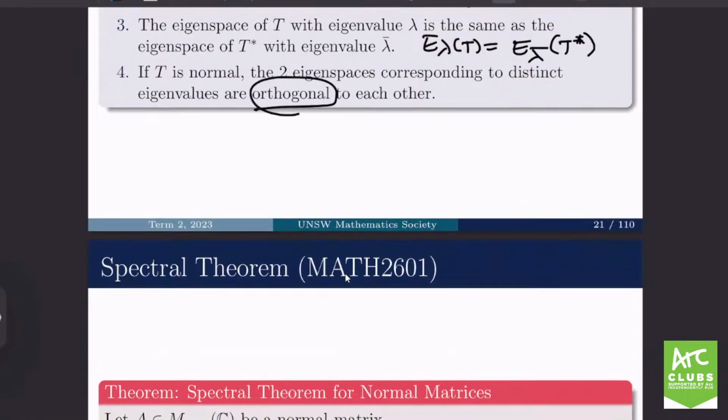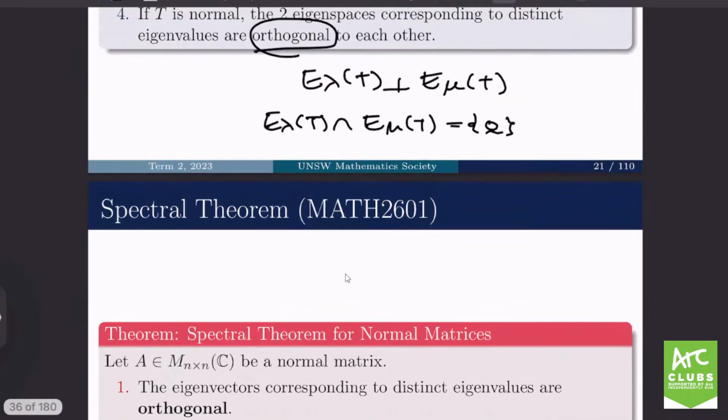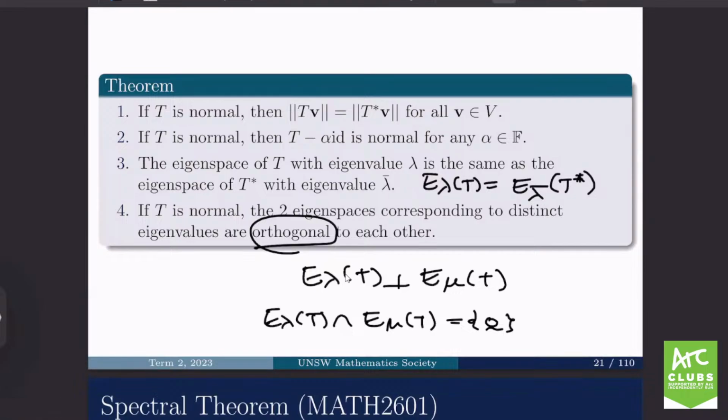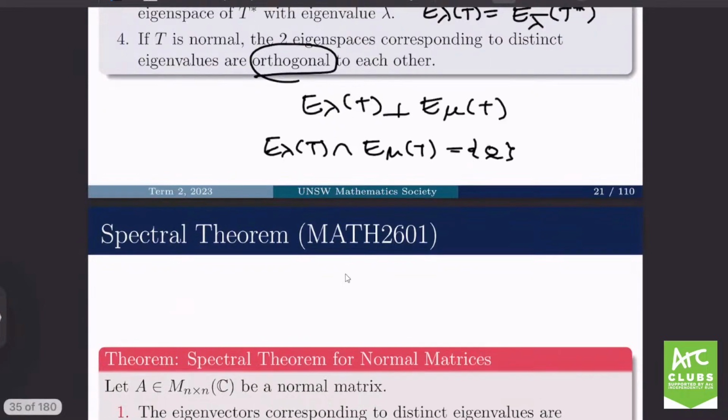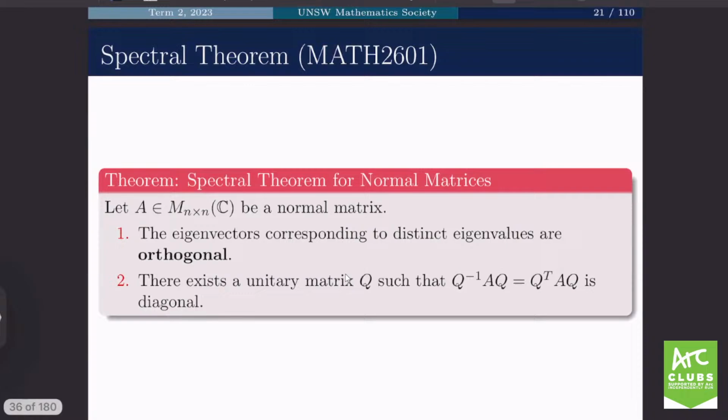Okay, so this is important here. If I have distinct eigenspaces, then they are orthogonal. So we'll have these two are orthogonal. We saw earlier that the intersection of these would be the zero vector, but now we can see if we're working with normal maps, then they're actually orthogonal. And so we have a set of orthogonal eigenspaces, sorry. So now what we're going to look at is the spectral theorem, the important theorem here.